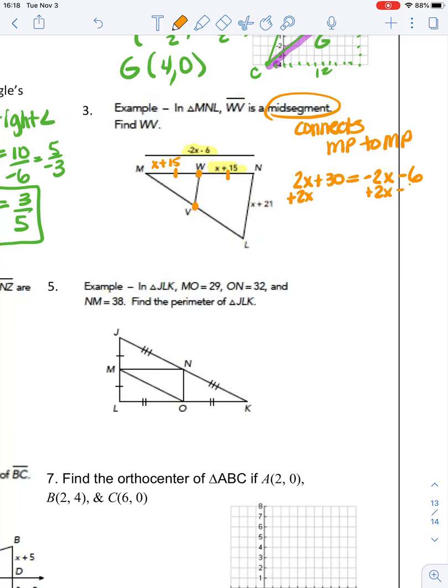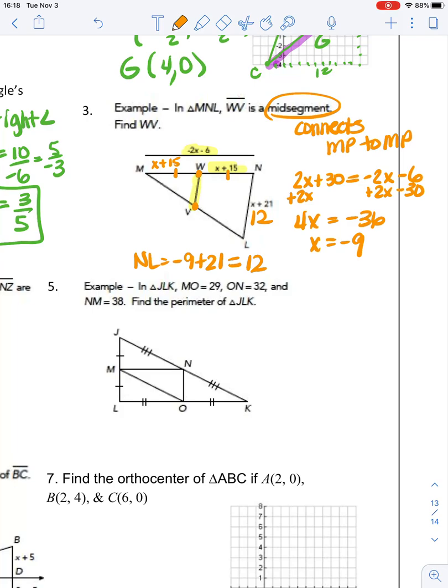I'm going to add 2x to both sides, and I'm going to subtract 30 from both sides. So I get 4x is equal to negative 36, and x is equal to negative 9. Now, let's plug that in, double check and see if it works. It says find WV. WV is this little piece right here. It's a little tricky because I need to find NL first. So NL is negative 9 plus 21, which is 12. So NL is 12.